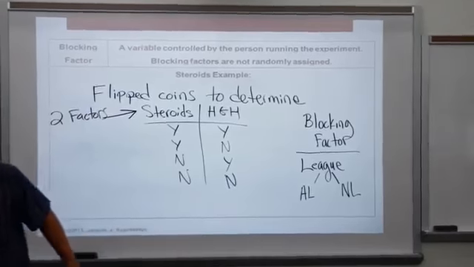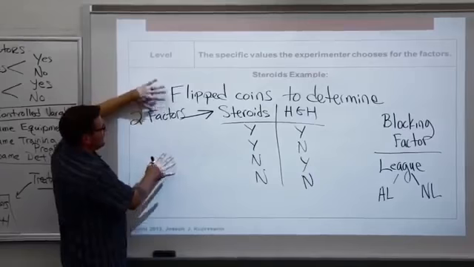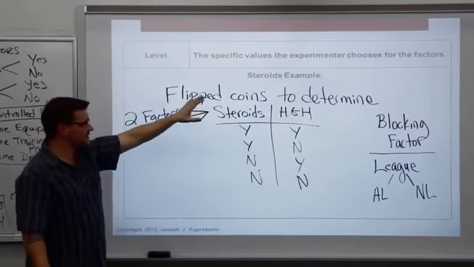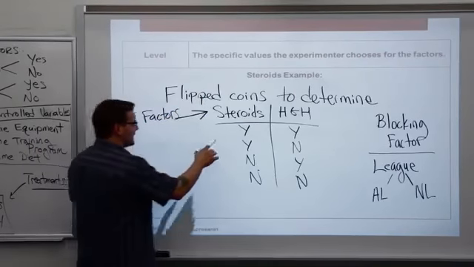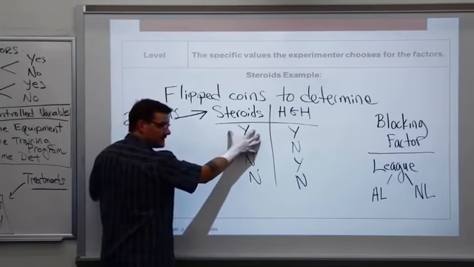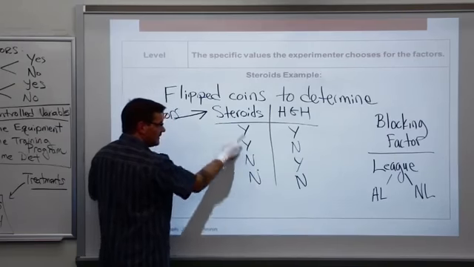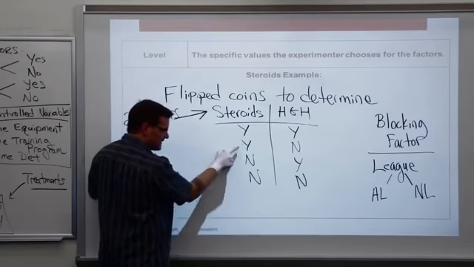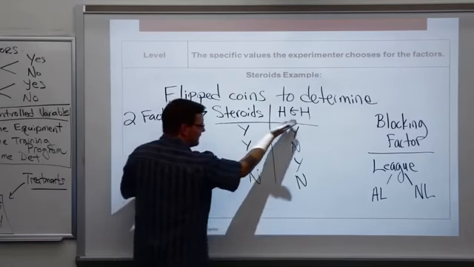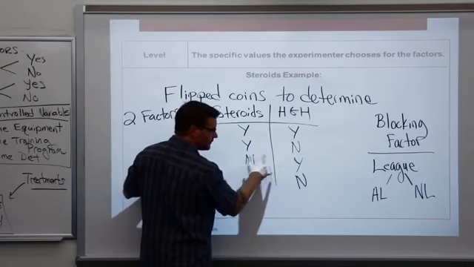Flipping to the next one, let's see here. Yep, level. Level and factor is a little bit tricky. Students confuse this at times. The levels are the specific values that the experimenter chooses for the factors. So for the steroids, there's two levels. One level is yes, you get steroids. And the second level is no, you don't get steroids. The factor is steroids, and these are the two possibilities, yes or no. Same thing for HGH. That's a factor with two levels. Either yes, you get HGH, or no, you don't.